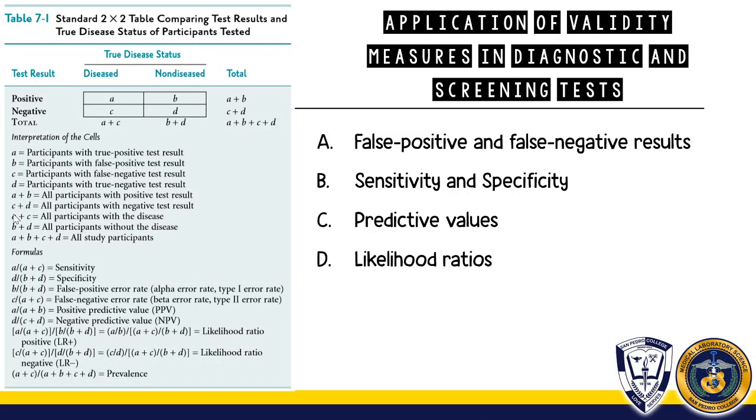And actually, there are four. So you have your false positive and false negative results, sensitivity and specificity, your predictive values, and your likelihood ratios.